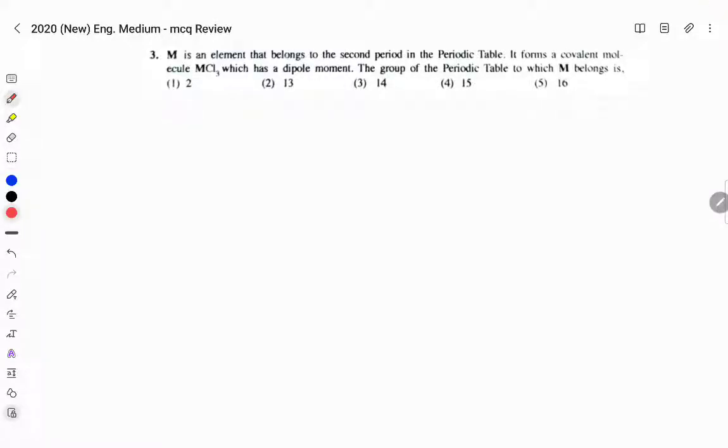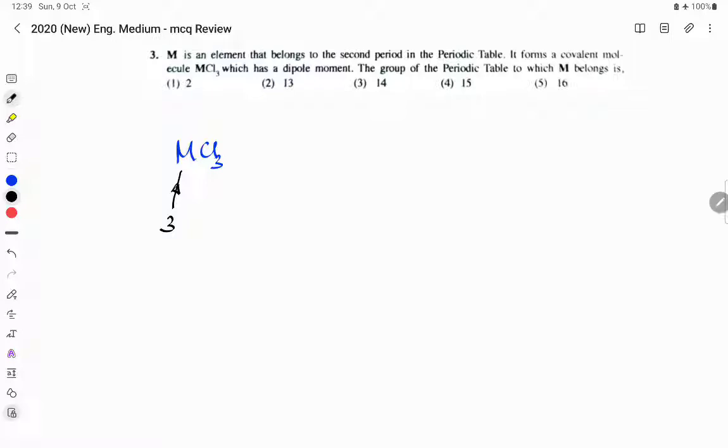Third question: M is an element that belongs to the second period in the periodic table. It forms a covalent molecule MCl3 which has a dipole moment. The group of the periodic table to which M belongs is... Right, when we look at the molecular formula, we can see that the valency of this is 3 here.